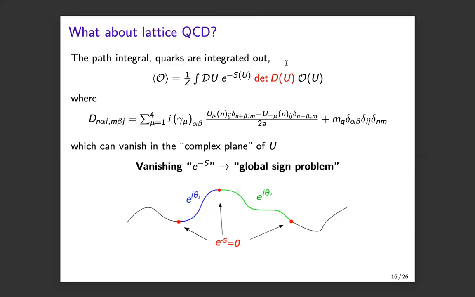So to compute lattice QCD, we tend to start from quarks and gauge fields in this path integral, and we integrate out those quark fields. And we are left with this e to the minus S, where S is the action of the gauge fields.